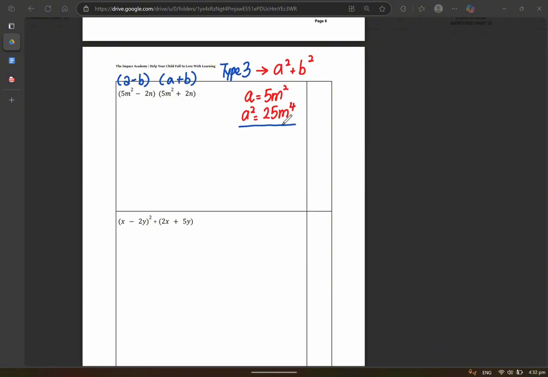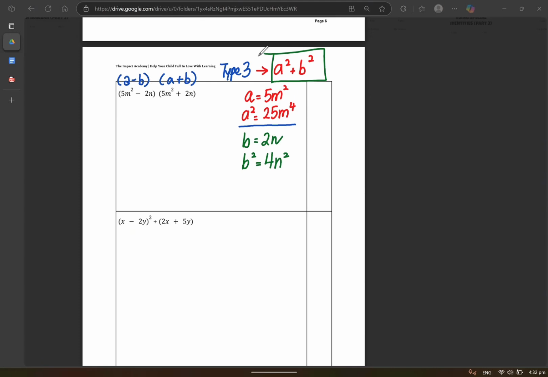Then for my 2n, B is 2n. Very good. My B squared will then definitely be 4n squared. Make sense? In this situation, I'm trying to achieve this part. True? So if I have given you the special identity pass, then you must use the rule in type 3. You get what I'm trying to say?